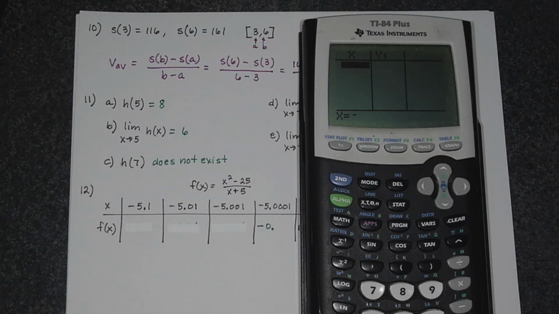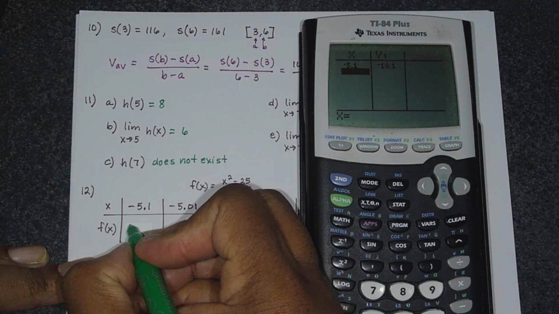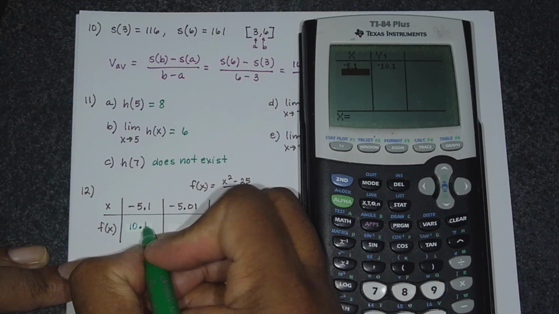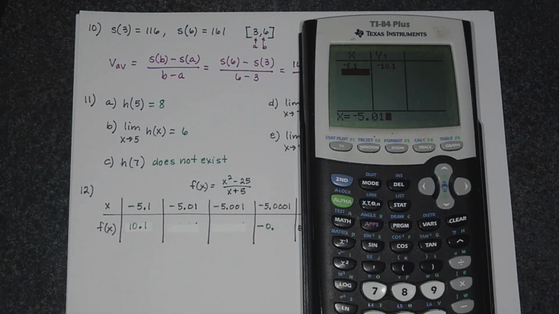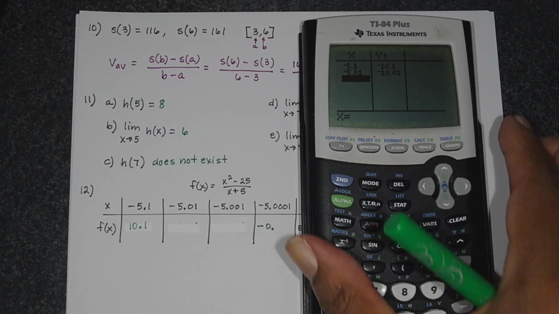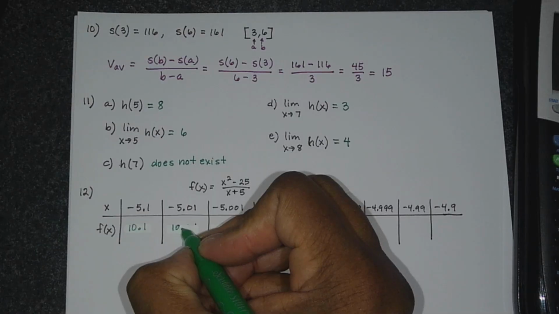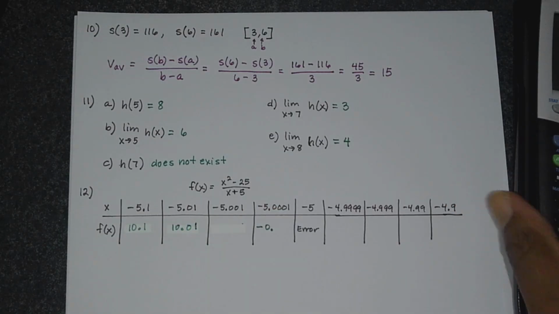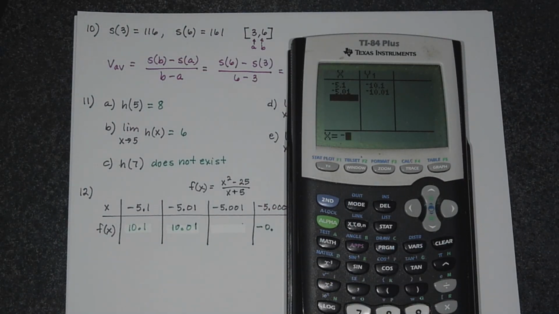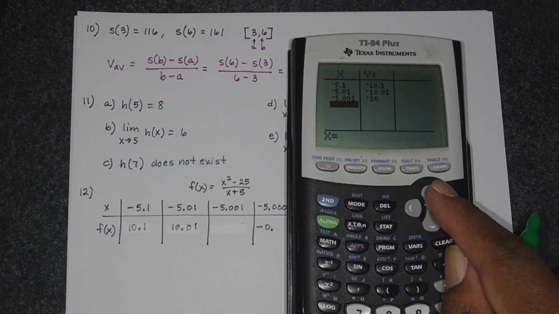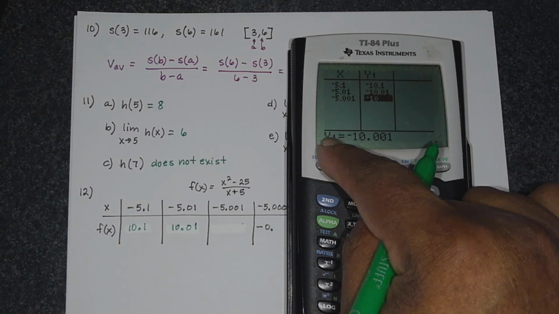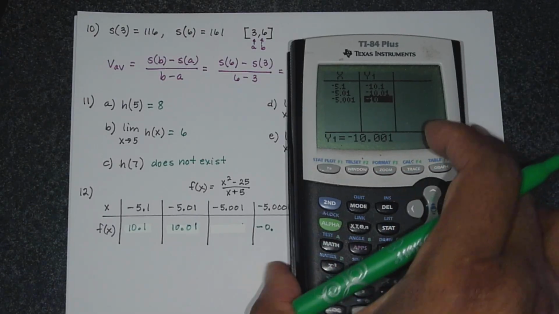So negative 5.1. That's going to be 10.1. And then negative 5.01. That's going to be 10.01. And then negative 5.001. Let me do my up arrow, and then this will be negative 10.001.